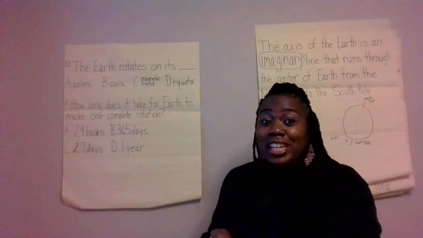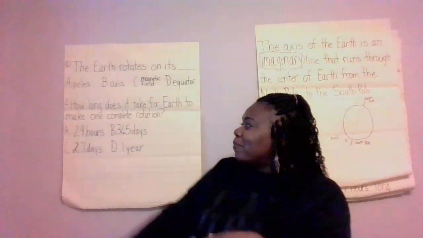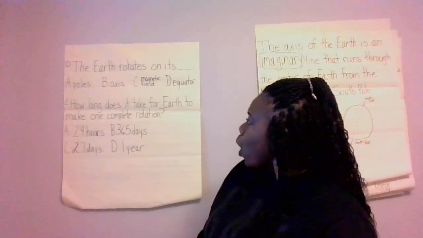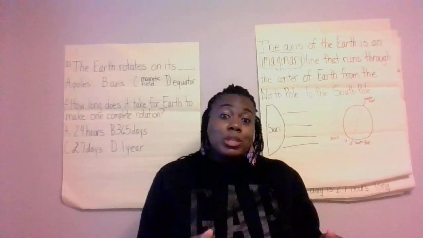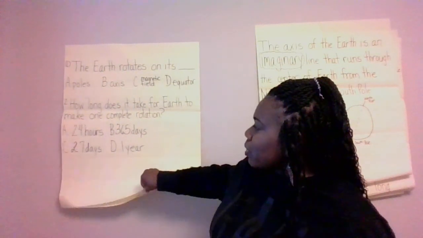I bet you got that answer right. All right, I'm sure you said that it takes 24 hours for Earth to do a complete rotation on its axis, which gives us day and night. All right, and here's our last thing.